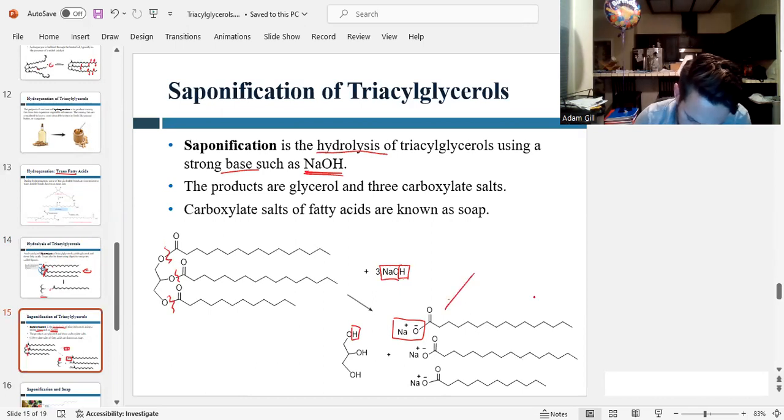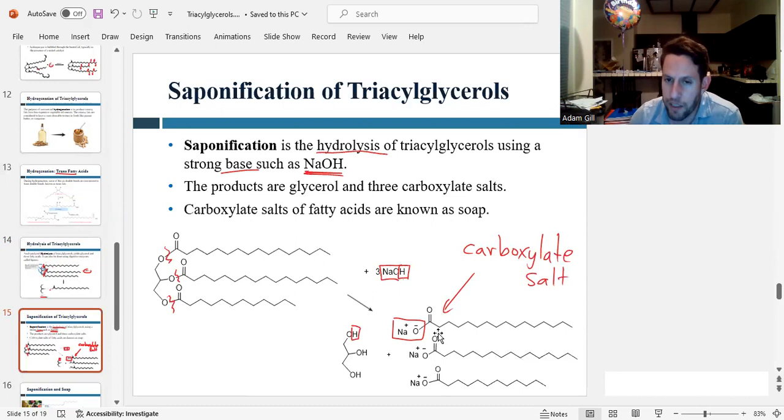This is known as the carboxylate salt. We learned that in chapter 12. Now we have the carboxylate salt of a fatty acid. The carboxylate salt of a fatty acid is soap. Yes, like hand soap that you wash your hands with. This is a soap molecule. It's the carboxylate salt of a fatty acid.